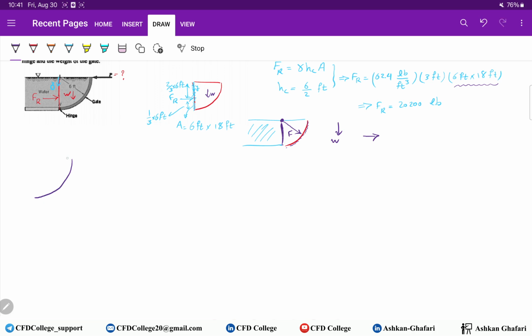This is the gate, and here is W. This distance, the distance between the center of gravity and the hinge, which is here, H, can be found from this formula: 4 times radius divided by 3 pi.